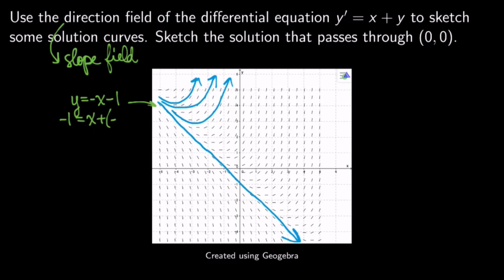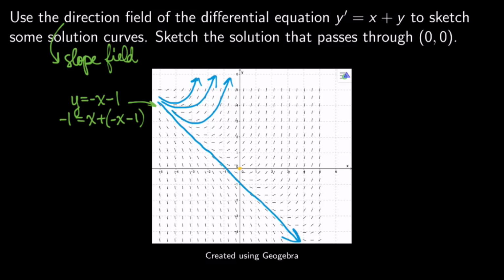And when you plug it into the differential equation, you get y prime, which is negative 1, is equal to x plus negative x minus 1. And so that is, in fact, a solution, which is kind of cool. All of the rest are definitely swoopy and curvy.